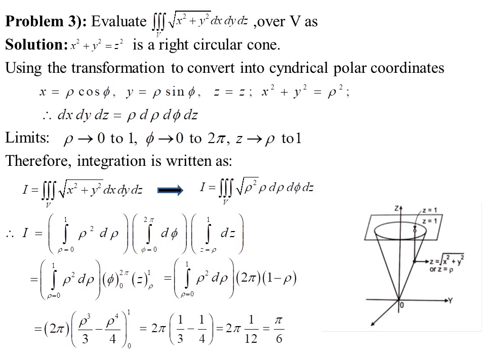So substituting the upper and lower limits, we will get 2 pi into 1 by 3 minus 1 by 4, which is equal to 2 pi into 1 by 12, that is pi by 6. So the evaluation of our problem we finally got: pi by 6. So here we completed all 3 types of problems, one on Cartesian coordinate system, second on spherical coordinate system, and third on cylindrical polar coordinate system. So try to solve such problems from the assignments which we are going to give you.